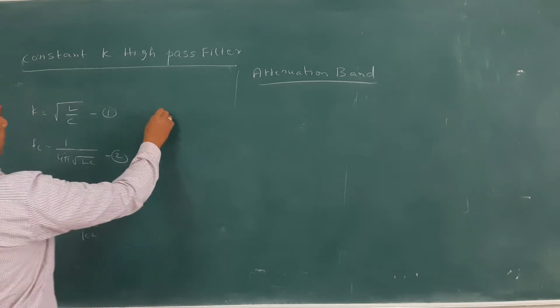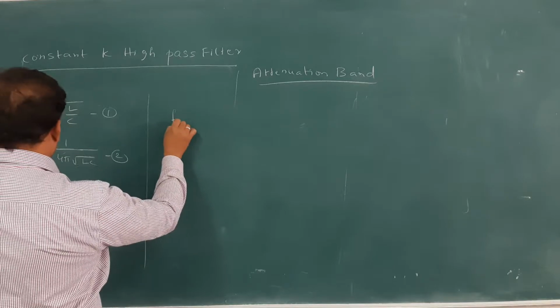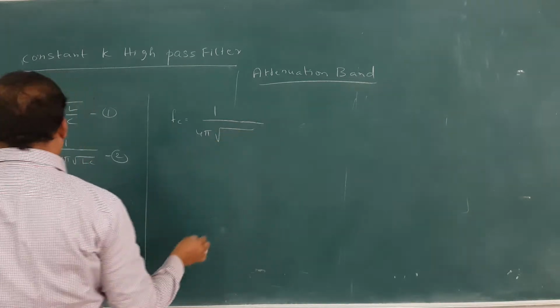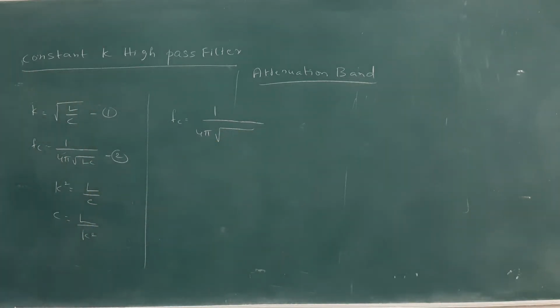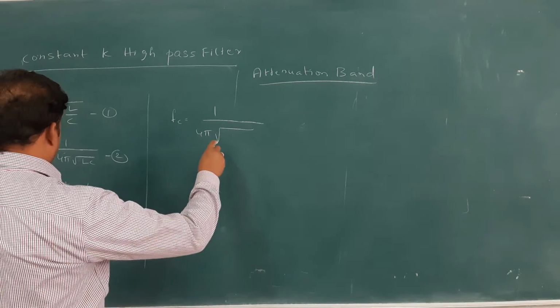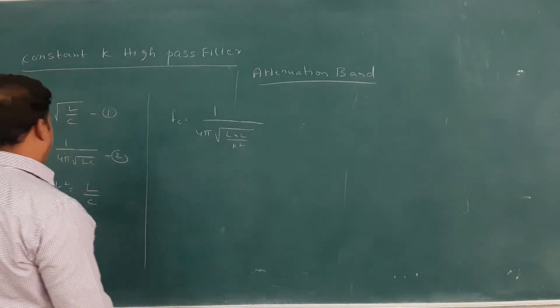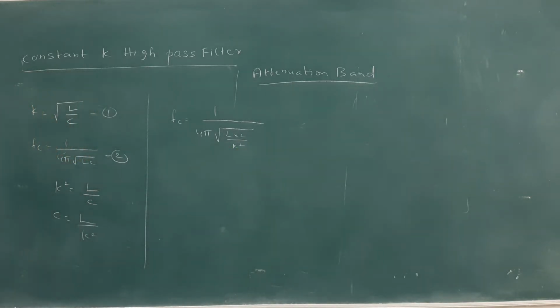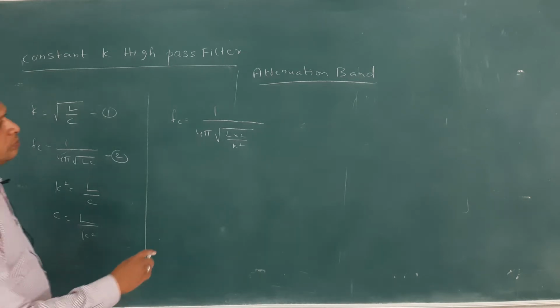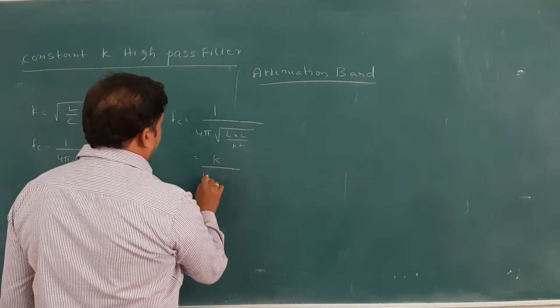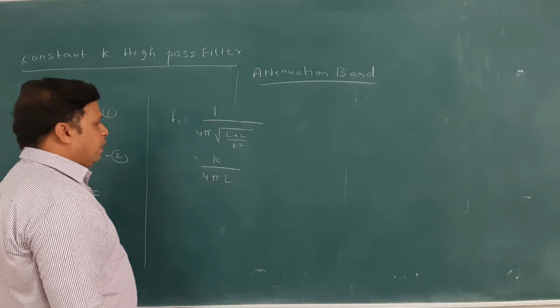Now we will substitute these values in fc. fc is equal to 1 by 4 pi into square root of LC. Here the values of L and C should be written. So it is L into L by K square. In the case of K, you can write R naught also. So L into L by K square, that is equal to K by 4 pi L.